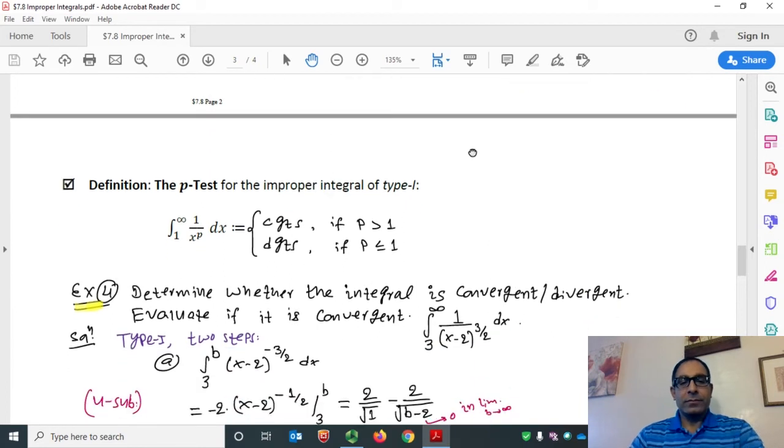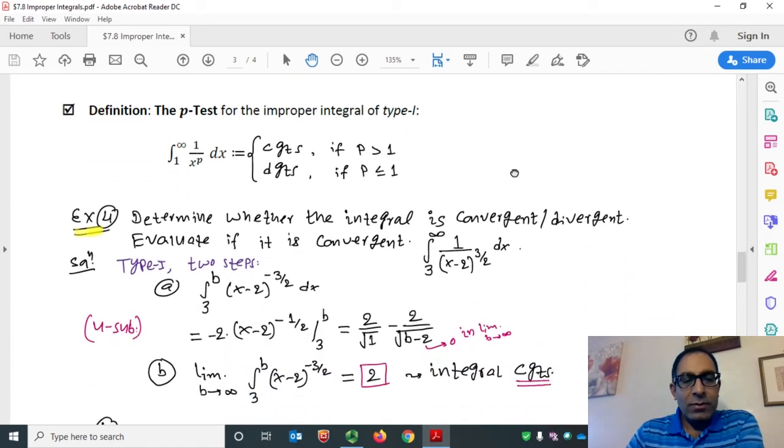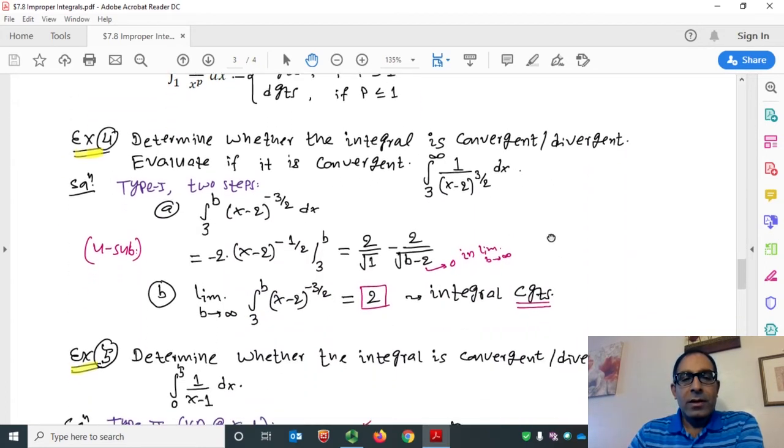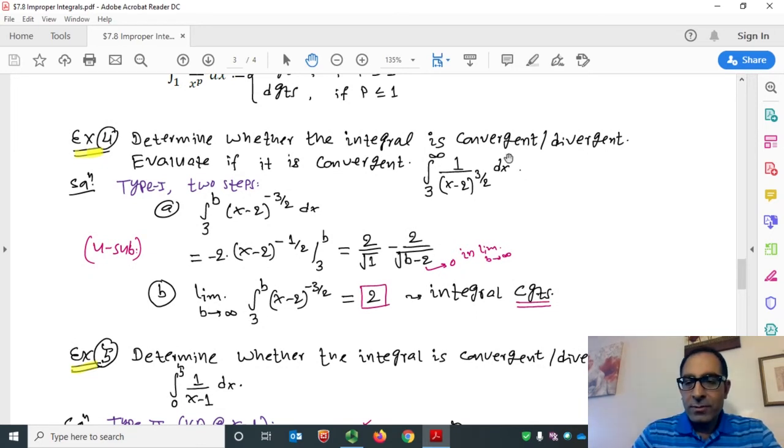Great. Now do example 4. Determine whether the integral is convergent or divergent, and evaluate it if it is convergent. The improper integral of 1 over (x minus 2) to the power 3/2 from 3 to infinity.